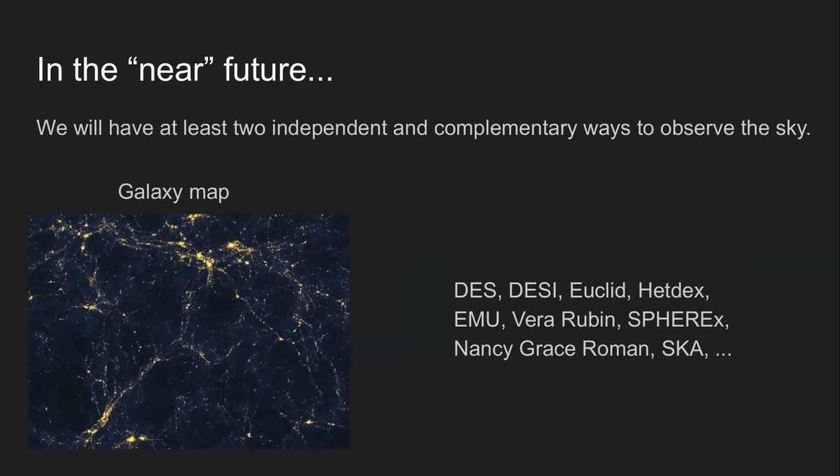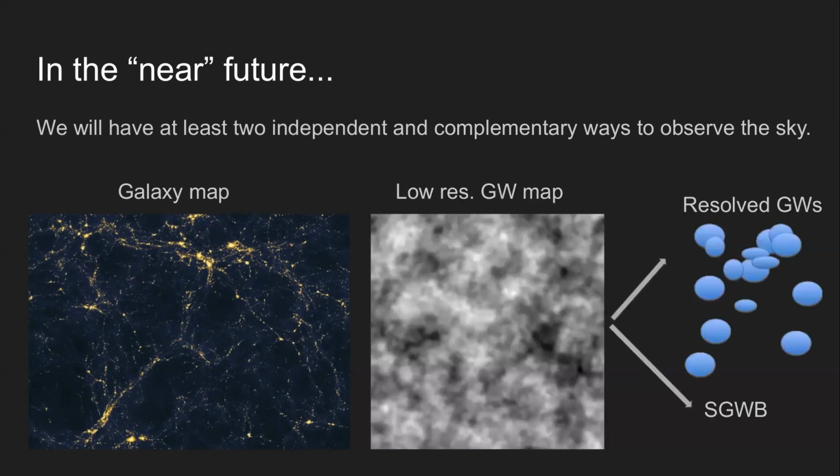Very soon, we're going to have many galaxy maps from a multitude of galaxy surveys. I'm listing some of them here, but I'm sure I'm forgetting many others. They're going to map our universe over a large redshift interval with very high precision. And then from the gravitational wave side, we can hope to have low resolution gravitational wave maps.